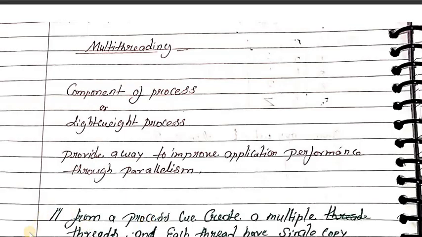In previous class we have learned analysis of algorithm. We analyzed the different types of CPU scheduling algorithms. And now here we will learn multithreading. What is multithreading?